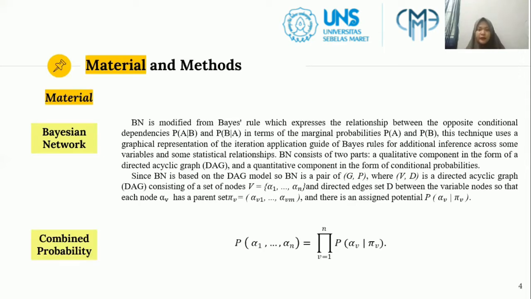The joint probability of the Bayesian network is as follows.